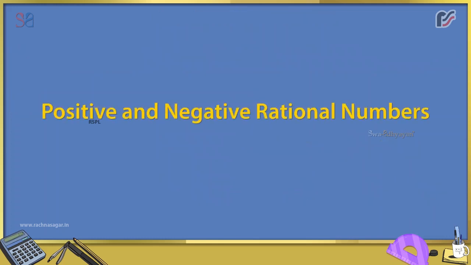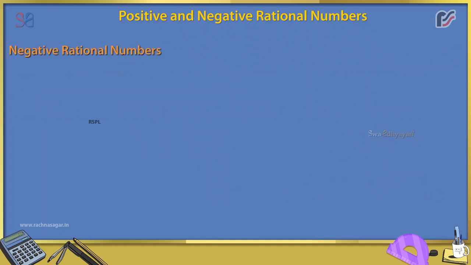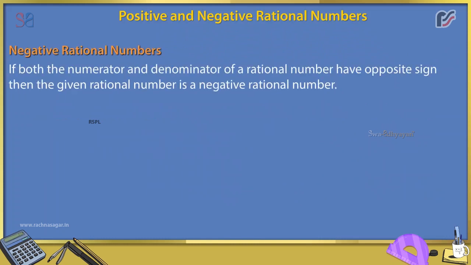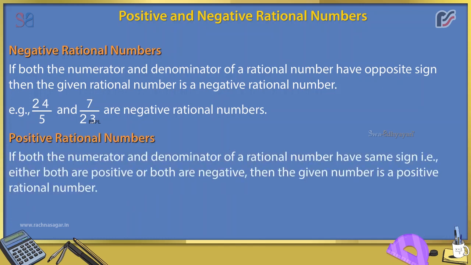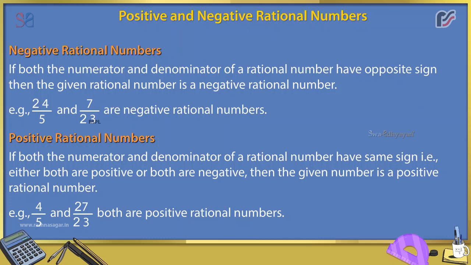Positive and negative rational numbers. Negative rational numbers. If the numerator and denominator of a rational number have opposite signs, then the given rational number is a negative rational number. Example, minus 4 by 5 and 7 by minus 3 are negative rational numbers. Positive rational numbers. If both the numerator and denominator of a rational number have the same sign, that is, either both are positive or both are negative, then the given number is a positive rational number. Example, 4 by 5 and minus 7 by minus 3. Both are positive rational numbers.